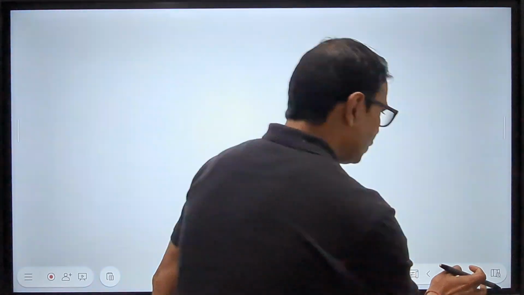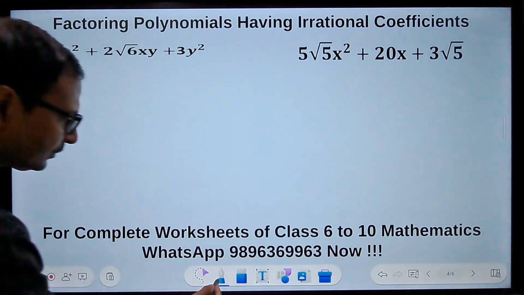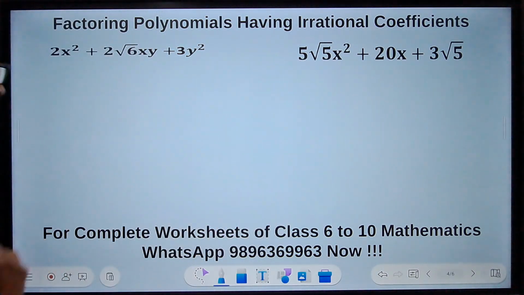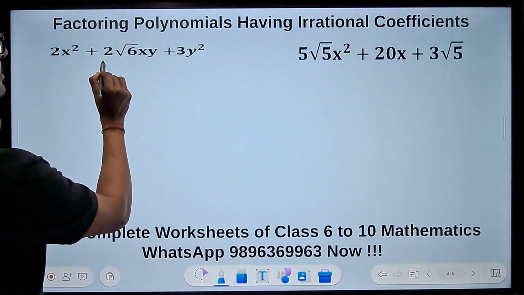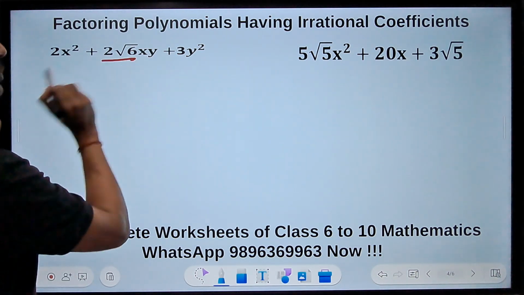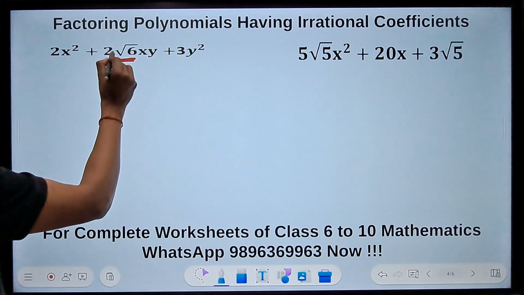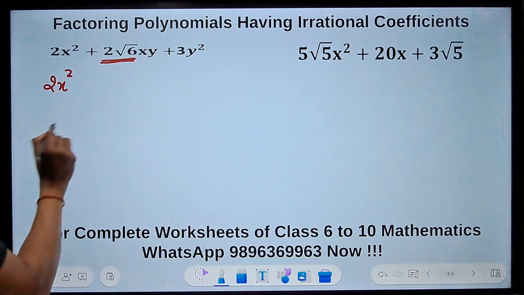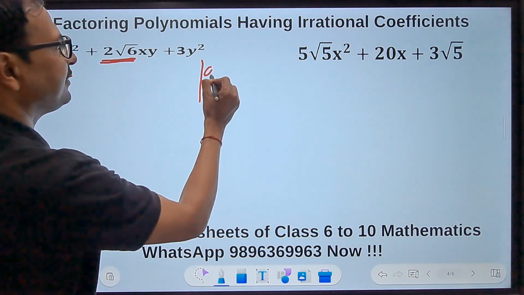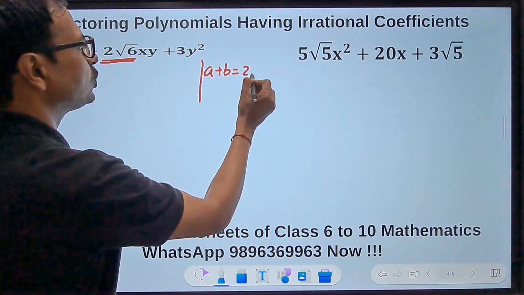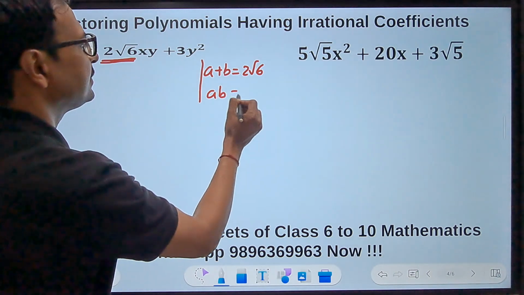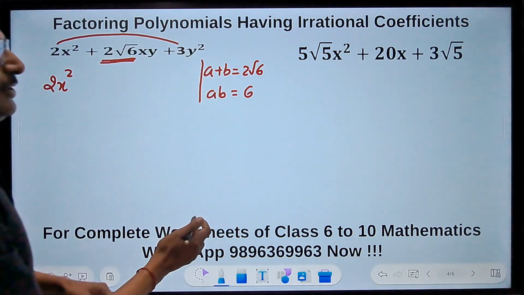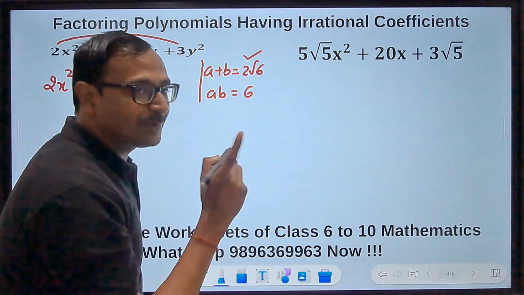Let's move on to the next question now. So here, I'll change the color now. Let's take this color. Yeah. So here also we have a square root in the middle. So what am I going to do with this square root? I know that root 6 will be a part of both the terms. So I will write 2x square, and let's see what are the middle term split factors. So I need two numbers whose sum is 2 root 6 and whose product is 2 times 3, that is 6, right? Very easy, because I told you root 6 will be a part of both.